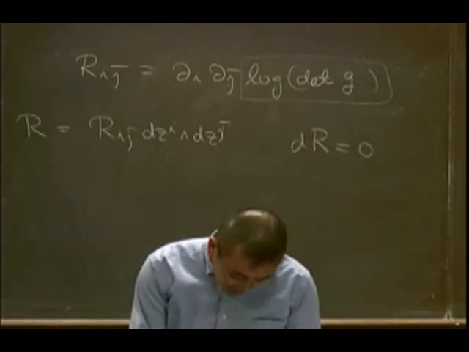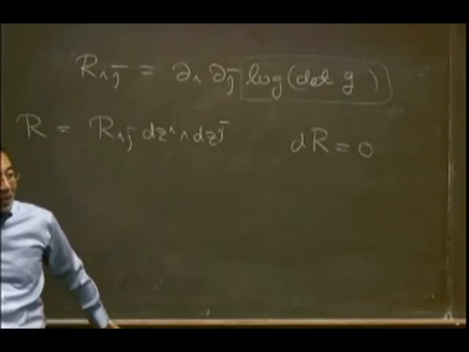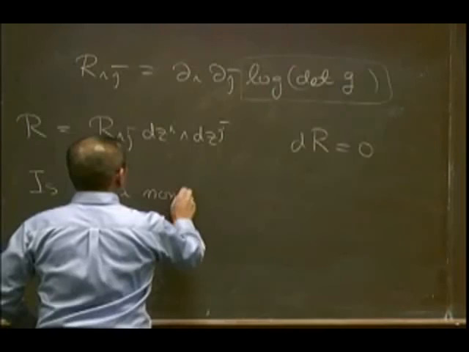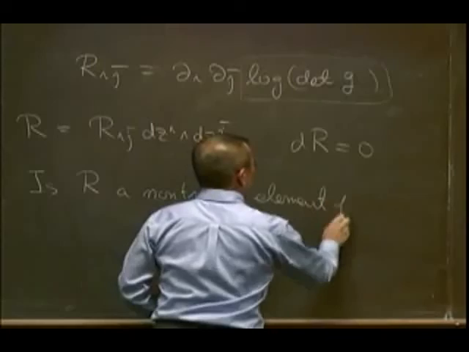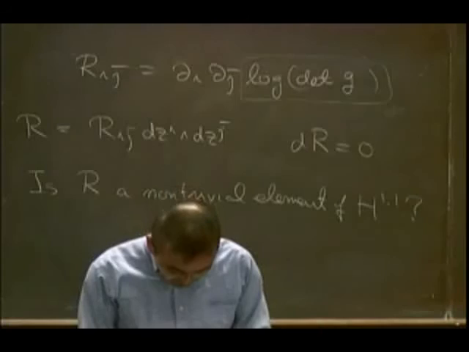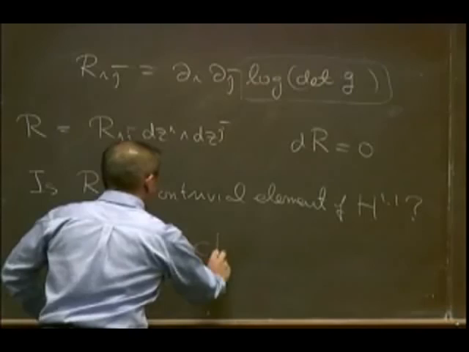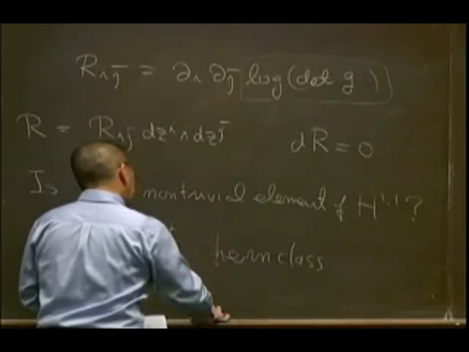Okay, so R may be a non-trivial element of H^{1,1}; it's a candidate for a non-trivial element, but it may not be. So it's an interesting question whether this is a non-trivial element of H^{1,1} or not. And this contains some interesting topological data of the Kahler manifold. It actually is a question of computing the first Chern class of the manifold. Okay?